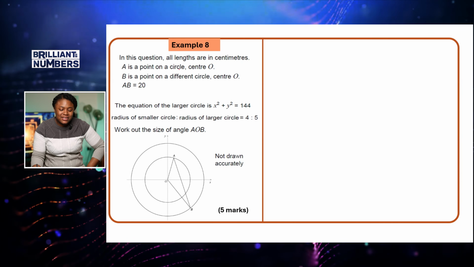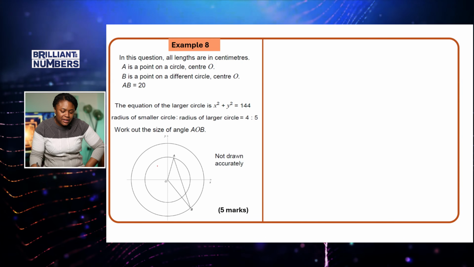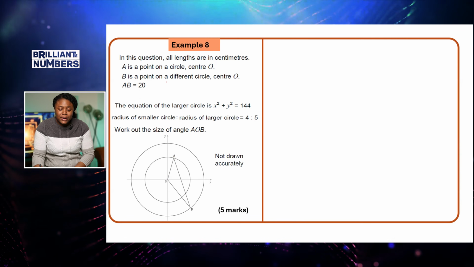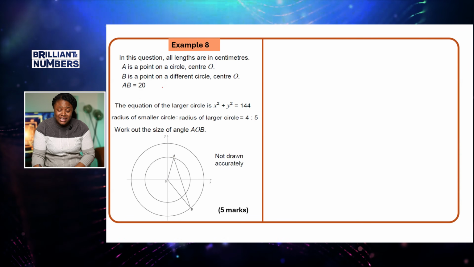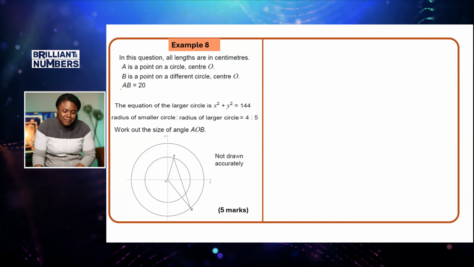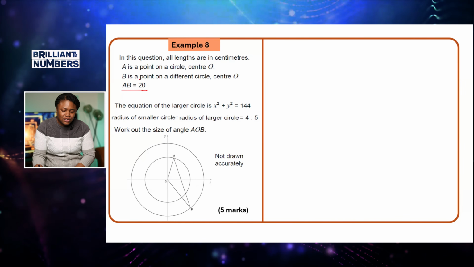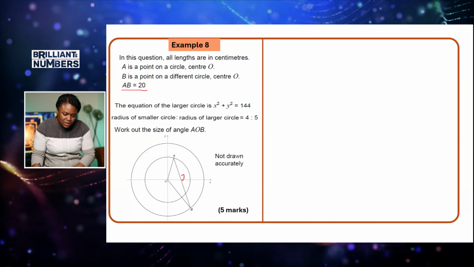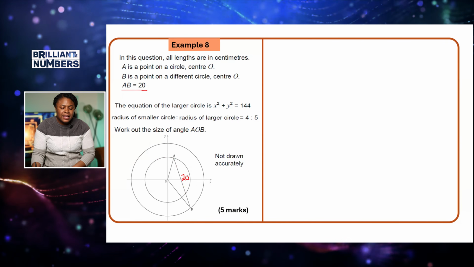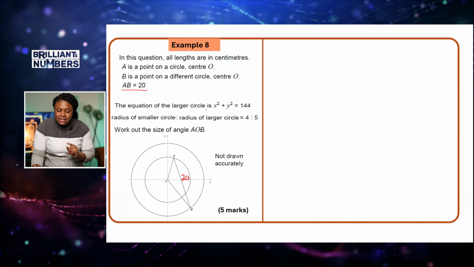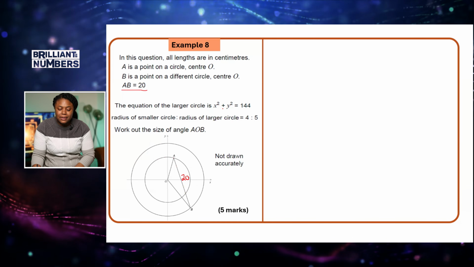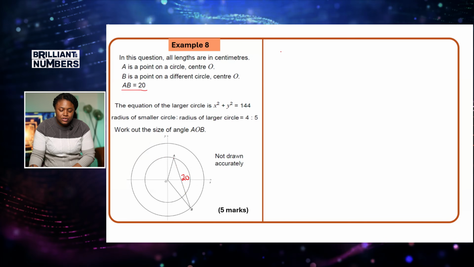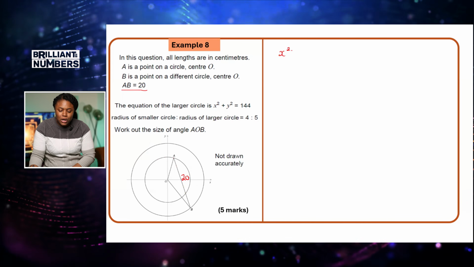A is a point on the circle, center O. So I make a connection with my diagram, locate A. B is a point on a different circle, center O, and AB is 20. Closing my gaps on my diagram, I'm going to put the length AB to be 20. Beautiful. The equation of the larger circle is x squared plus y squared equal 144. So I'm going to write that down on my working space.